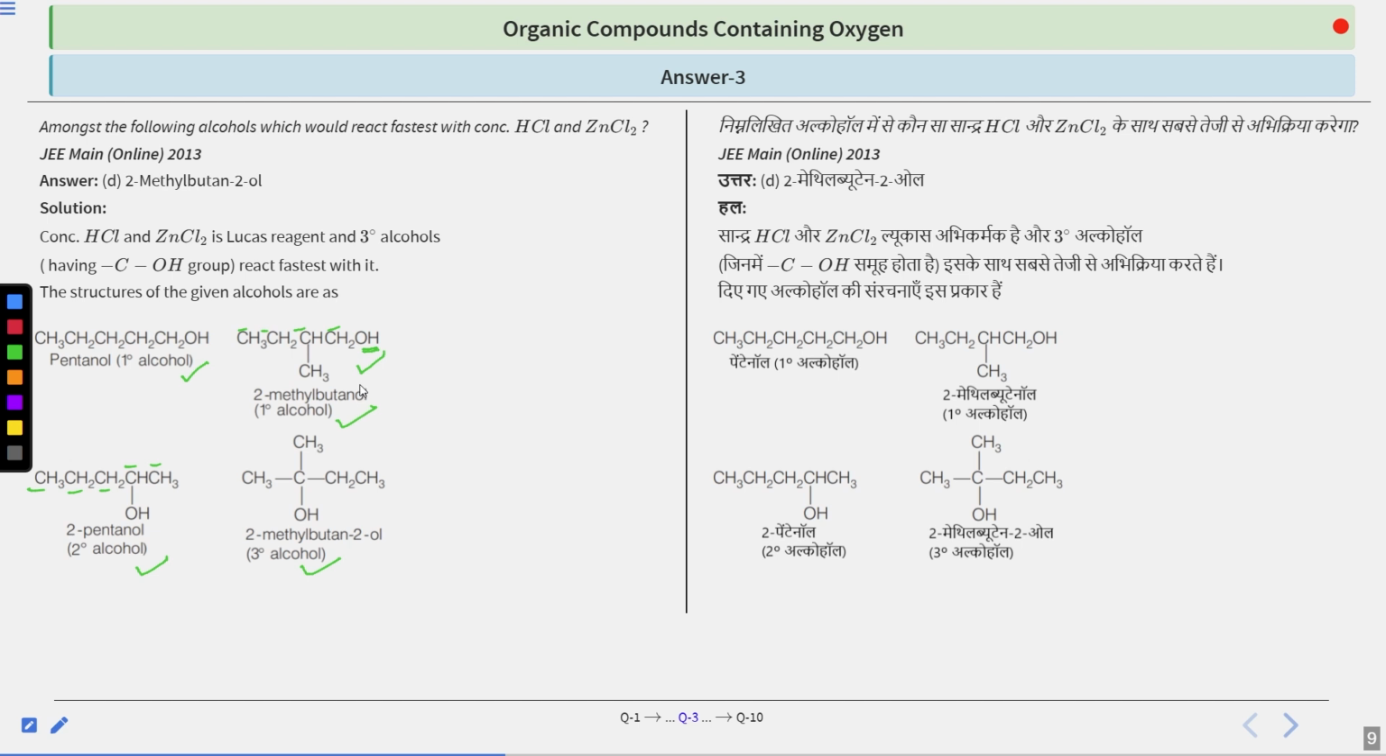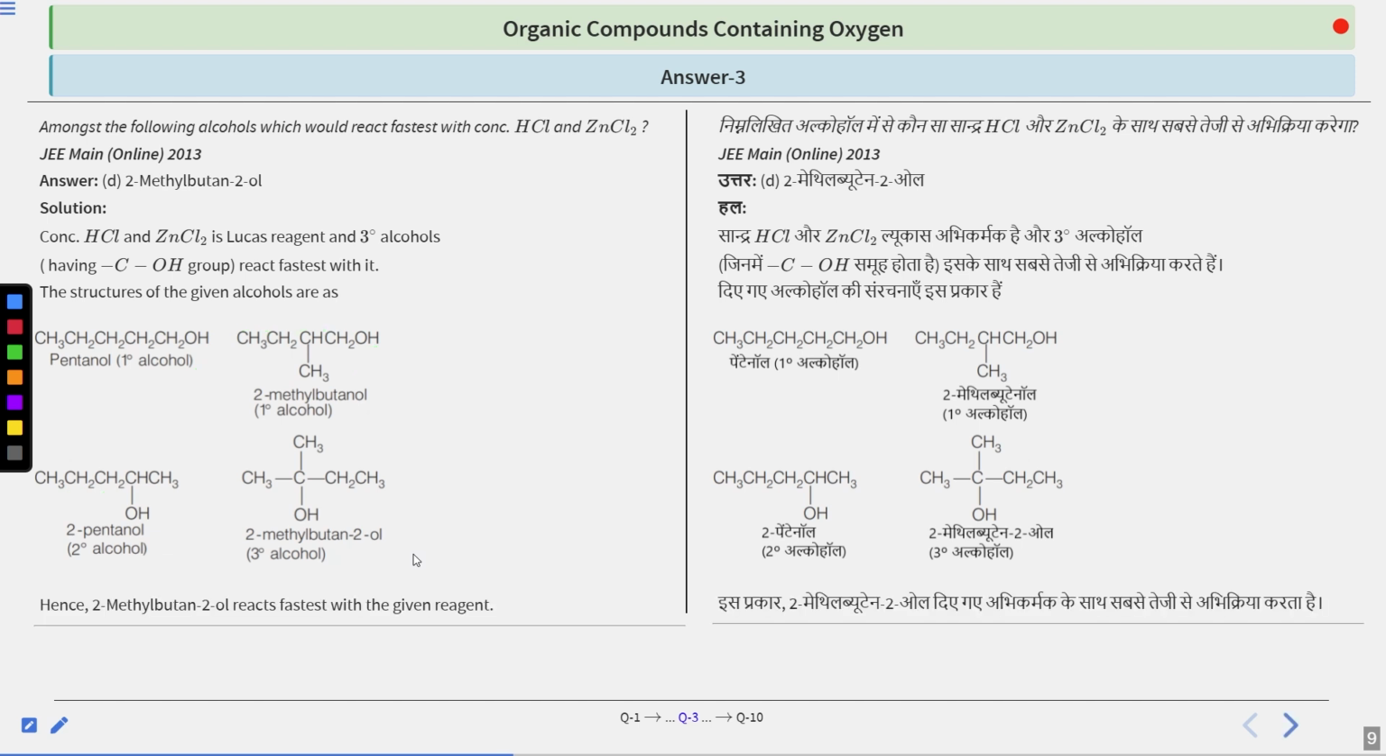And as we know, tertiary alcohols react fastest with the Lucas reagent. They give immediate turbidity. So that is why, among the options given, the tertiary alcohol, that is 2-methylbutane-2-ol, will react fastest with the concentrated HCl and zinc chloride, that is Lucas reagent. Hence, 2-methylbutane-2-ol reacts fastest with the given reagent, and thus our correct option is option D, that is 2-methylbutane-2-ol.